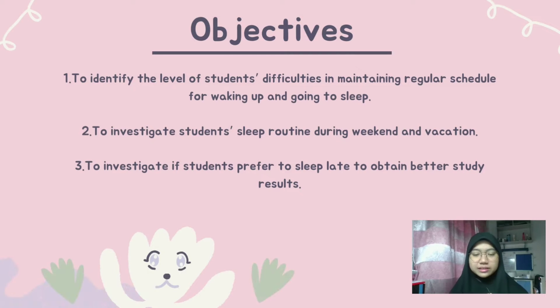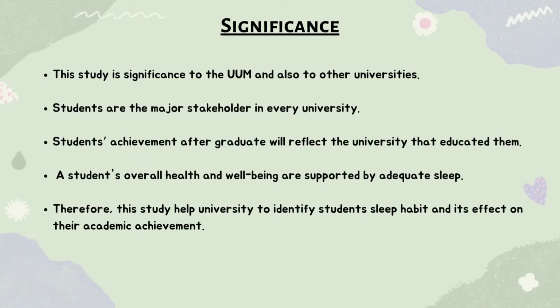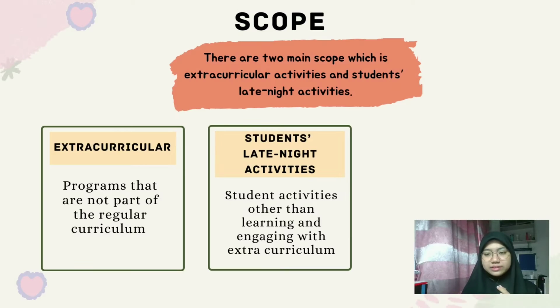There are three objectives in this study. Firstly, to identify the level of student difficulties in maintaining regular schedule for waking up and going to sleep. Secondly, to investigate the student's sleep routine during weekend and vacation. And thirdly, to investigate if students prefer to sleep late to obtain better study results. There are two scopes in this study, which are extracurricular activities and student-led night activities.